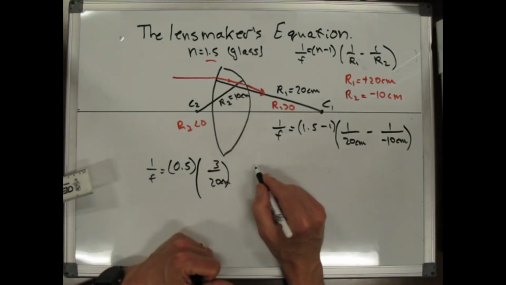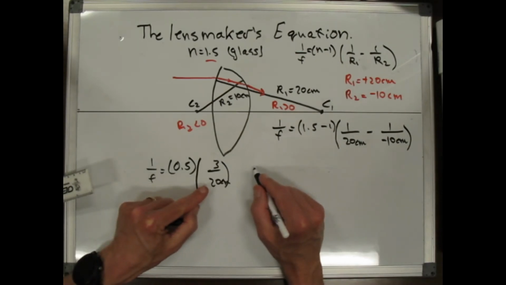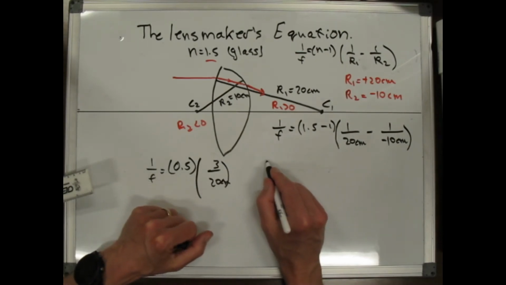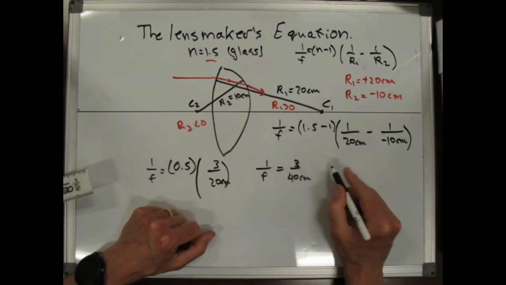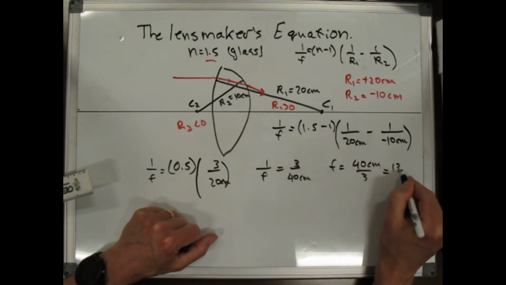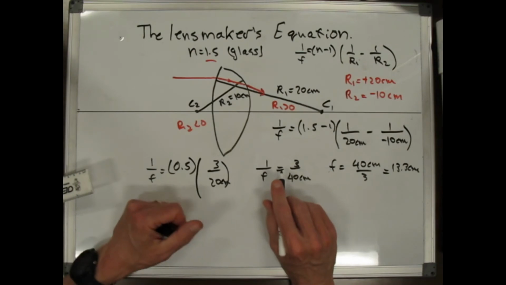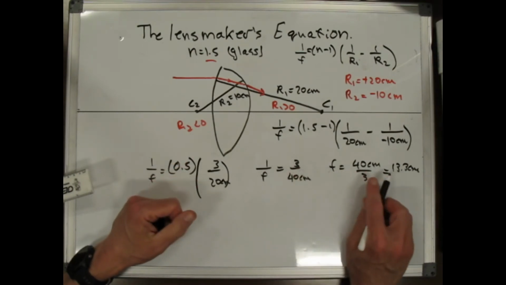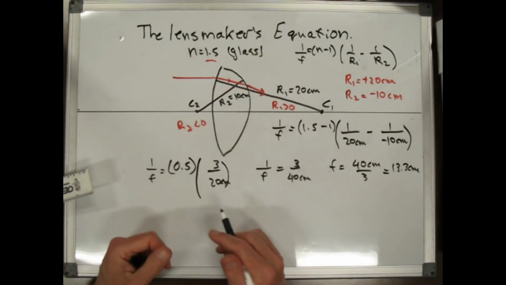And so what's the easiest way to do that? A half times 3 over 20 is 3 over 40. Is that right? And so 1 over F is equal to 3 over 40 centimeters, or F is equal to 40 centimeters over 3, which is 13.3 centimeters. So that's the focal length I get for this lens that has 2 different radii of curvature.